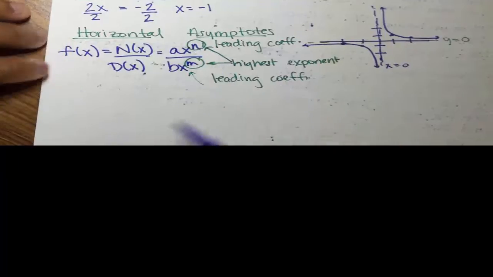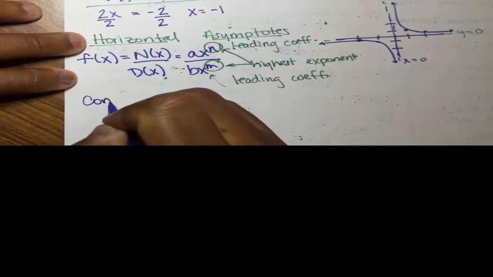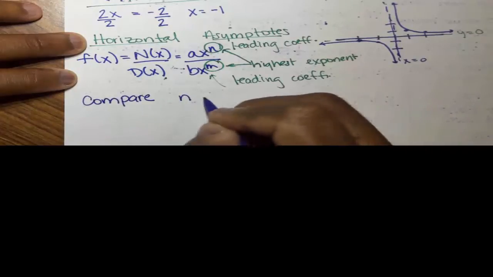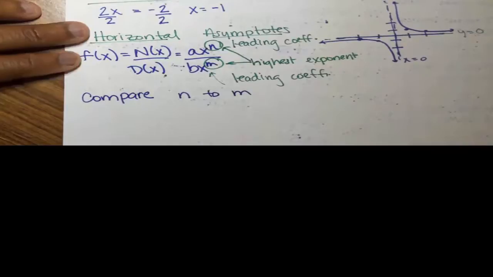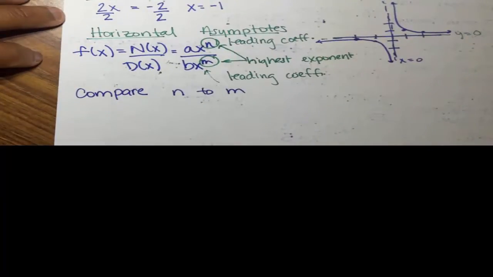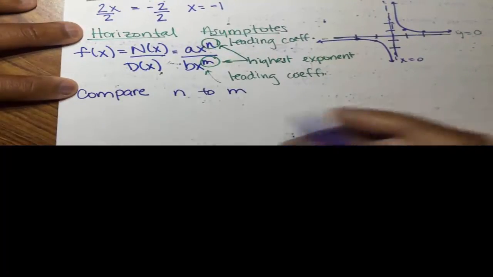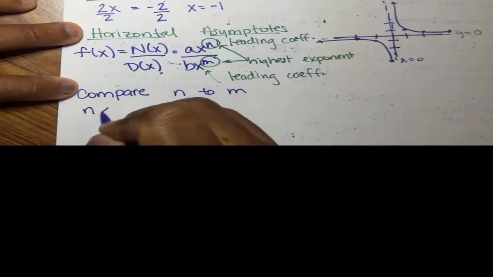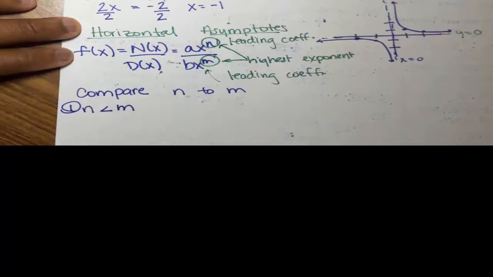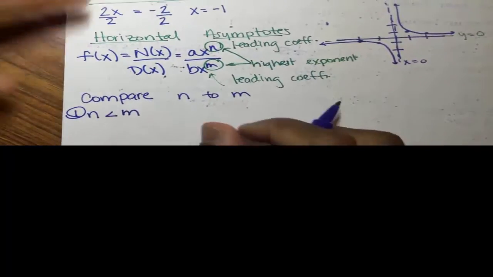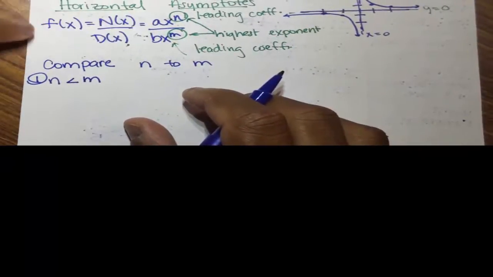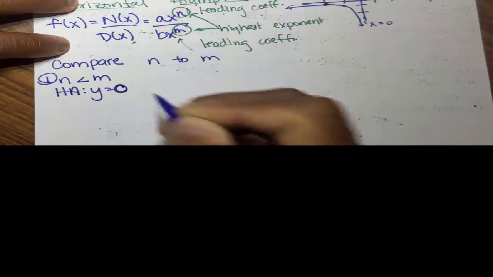You're going to compare n and m. So we compare n to m. And it works like this. The first one says this. If n is less than m, which means that the exponent on the top is smaller than the exponent on the bottom, your horizontal asymptote will always sit at y equals 0.